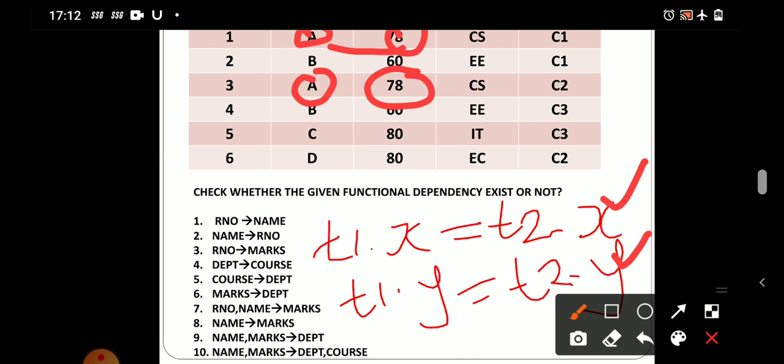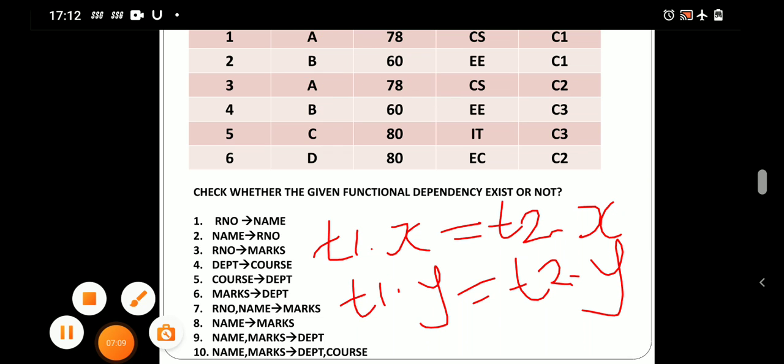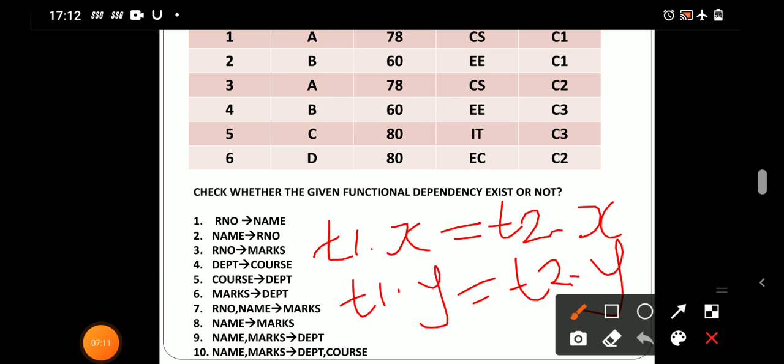So let's check for other tuples also where the values of x are the same. Let's check for B. For B the value of y is 60, and here for B again the value is 60, means the values are the same. Then both the conditions are true, so we can say this is okay.